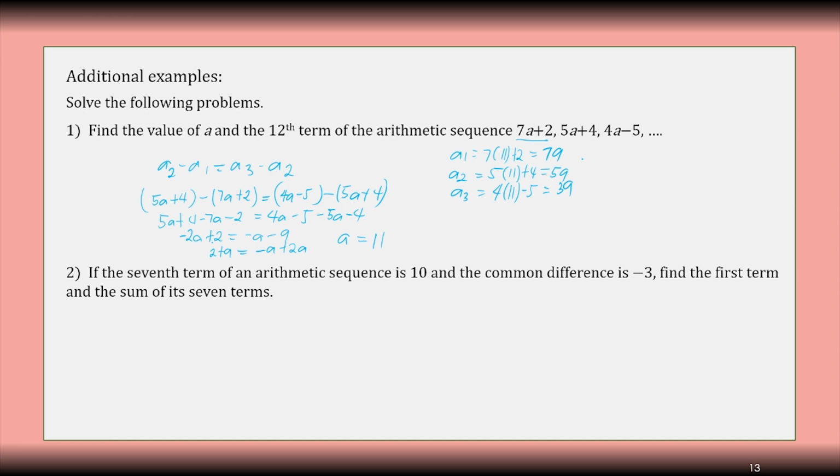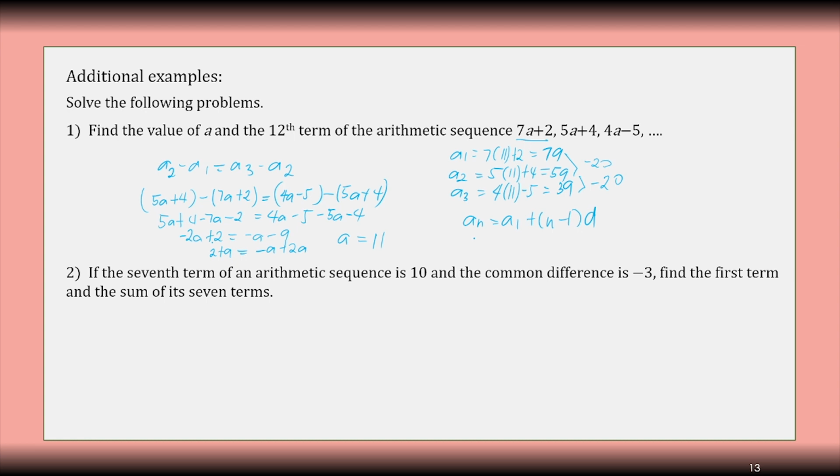Kung mapansin natin, ang difference natin dyan sa bawat term natin is negative 20. Kasi pababa siya eh. Kaya negative. So, 79, 59, 39. Now, let us find the 12th term. So, yung ating formula, ganun pa rin. A sub n is equals to A sub 1 plus n minus 1 times d.